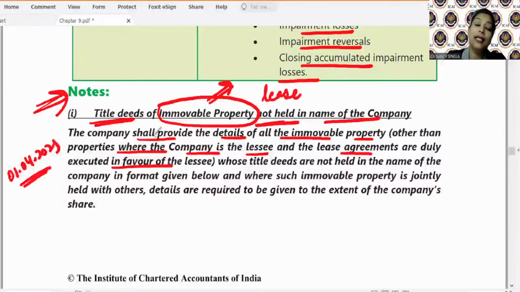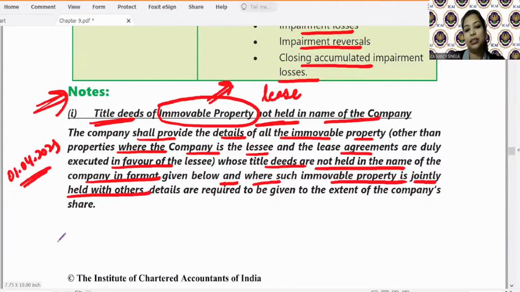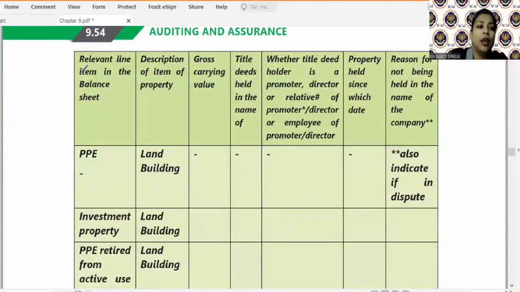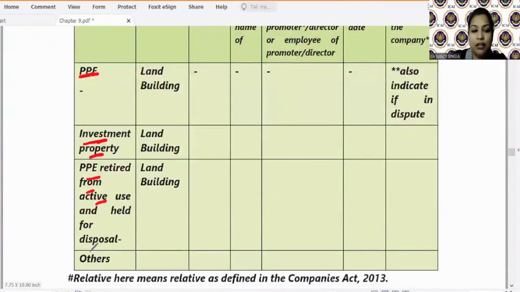अब देखो ना, that title deed of the immovable property is not in the name of the company और ये lease भी नहीं है, still that immovable property is coming in the books of accounts, है ना? Whose title deeds are not held in the name of the company and where such immovable property is jointly held with others, then the company is required to give certain information in a tabular format. What is this? बहुत simple है, देखो. Relevant line item in the balance sheet, like वो PPE है या investment property है और PPE retired from active use, held for disposal है और others, ठीक है.